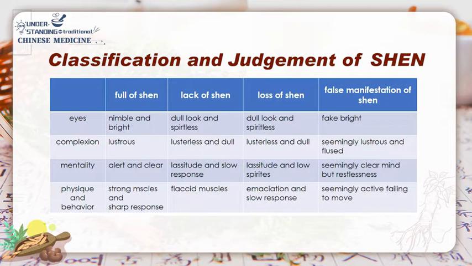We take the full of shen as an example. The eyes are nimble and bright. The complexion is full of luster. The mentality is calm and clear. The physical and behavior show strong muscle and sharp response. On the contrary, lack of shen shows dull look in the eyes and a lusterless complexion. There are also another two classifications of shen, which are called loss of shen and false manifestation of shen.